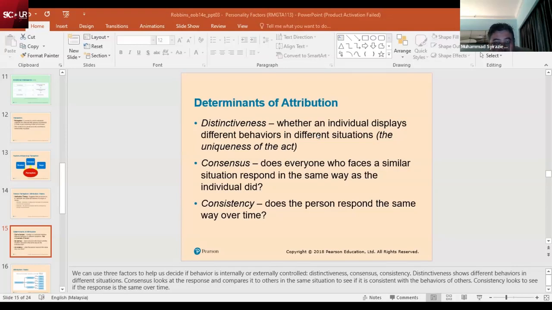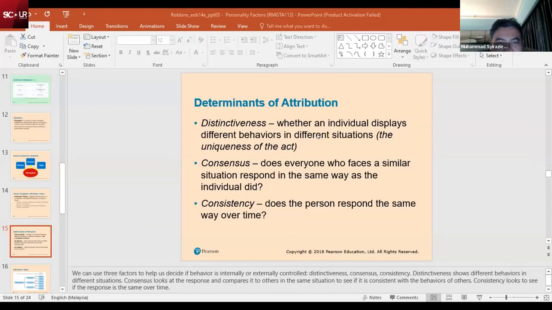And you should also look at the consensus. Thus, everyone who faces a similar situation responds in the same way as the individual did. Other people face situation number 1, the reaction or behavior is the same as that individual. So as situation number 2, so as situation number 3, the majority of people behave the same way as that individual did.